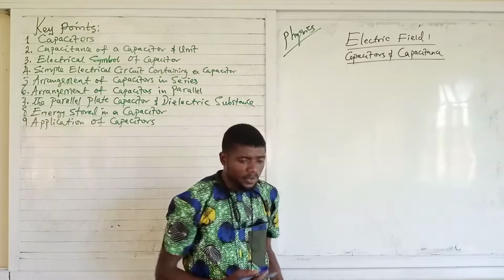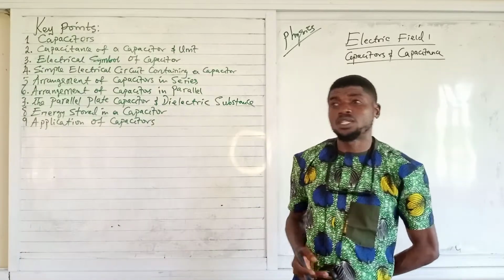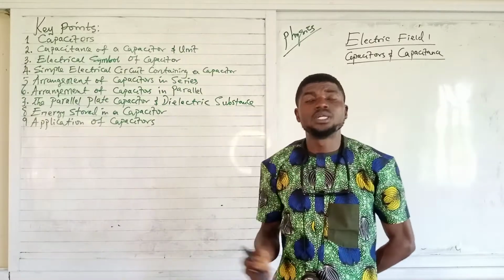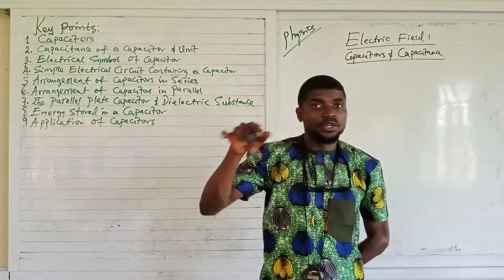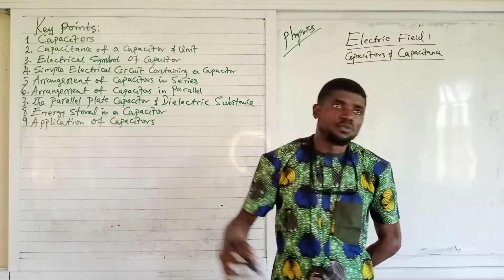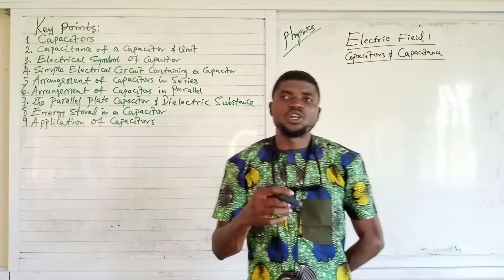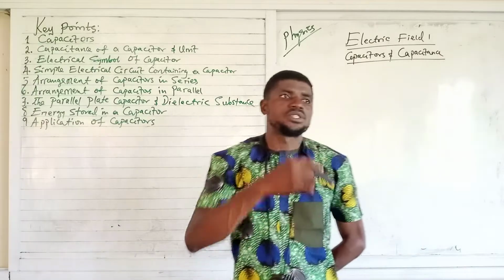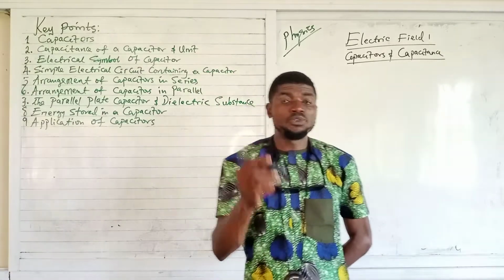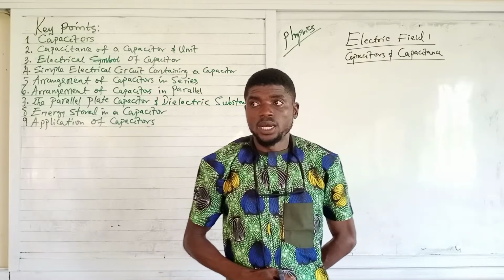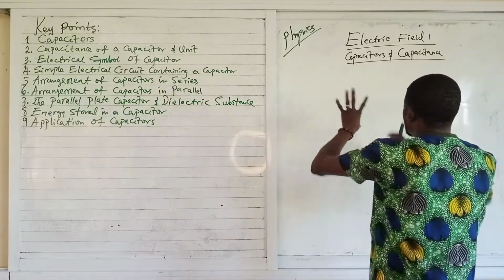We looked at Coulomb's law, and we were able to state Coulomb's law as follows: Coulomb's law states that the electrostatic force of attraction or repulsion between 2 point charges Q1, Q2 is directly proportional to the product of the charges Q1 and Q2, and inversely proportional to the square of the distance between them. We looked at electric field intensity as E equals force over charge, and electric potential as V equals W over Q. And so in today's video, we want to concentrate on electric field 1 and also capacitors.